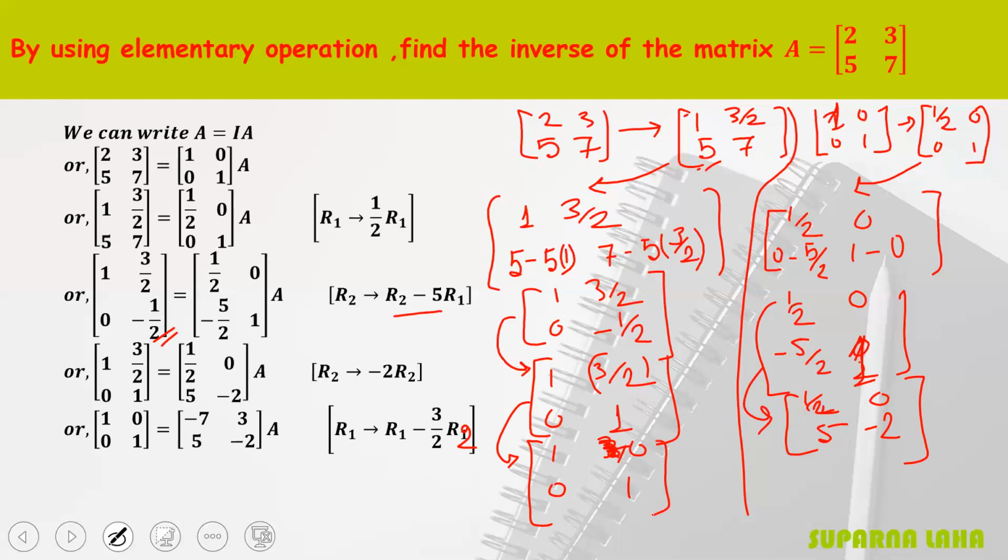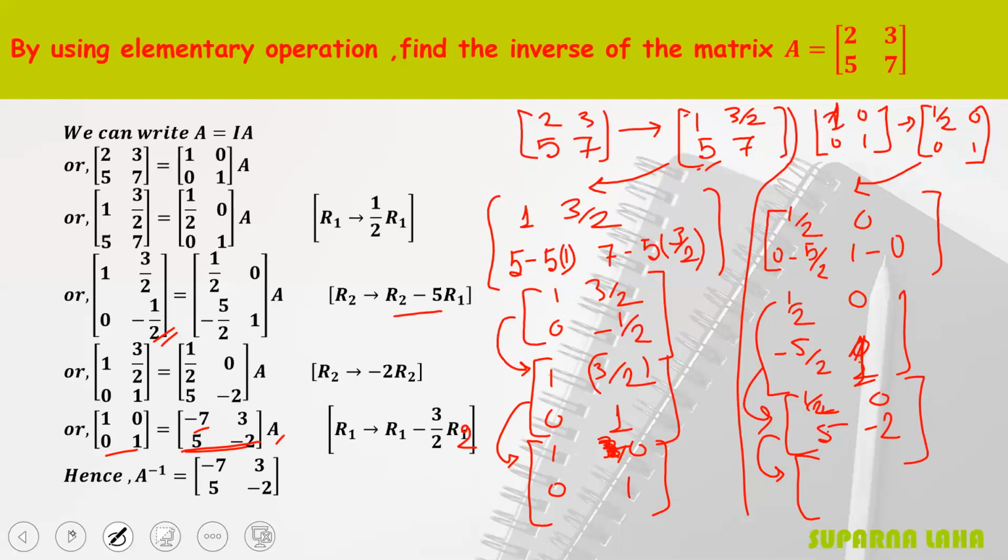And if we apply the same operation on it: half minus 5 into 3 by 2, that is minus 7, and 0 minus 3 by 2, that is, the 2 cancels, and minus minus plus, that will come 3. So the identity is equal to some matrix into A. So this is your inverse. Here A inverse is given by minus 7, 3, 5, minus 2.